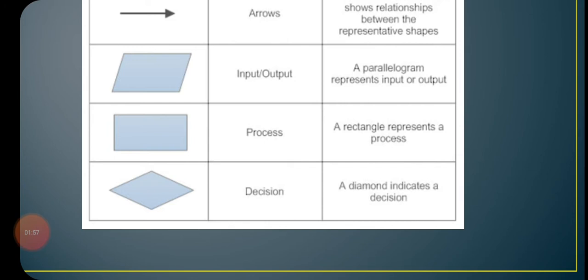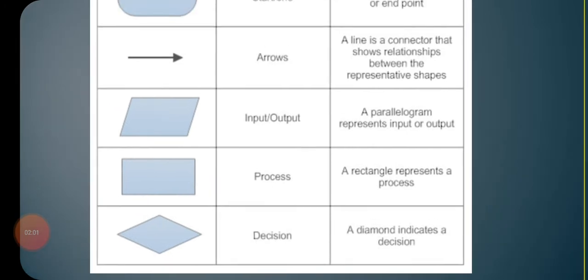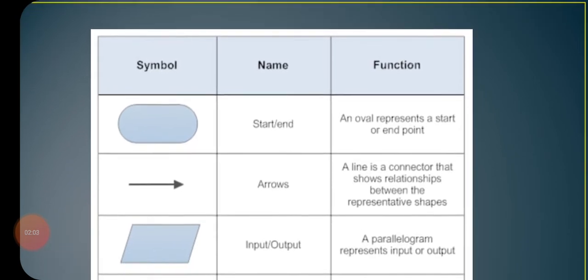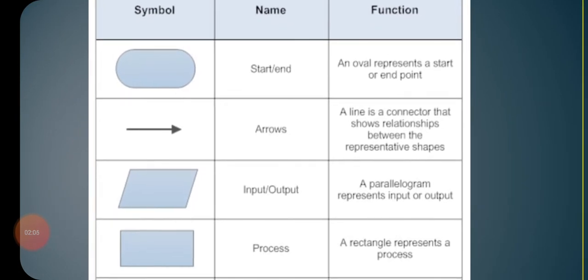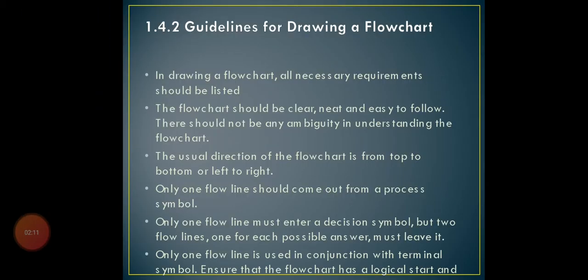Decision is a diamond box, also called a rhombus. It always has two options. A condition is there, so that condition goes right or wrong, true or false. So you write two different options for this.